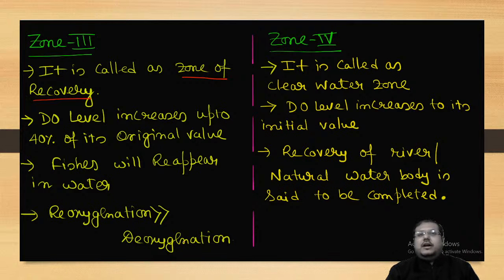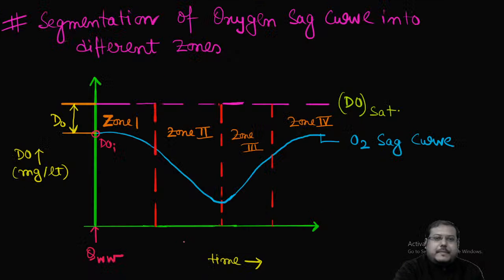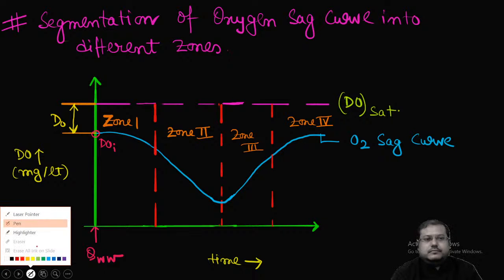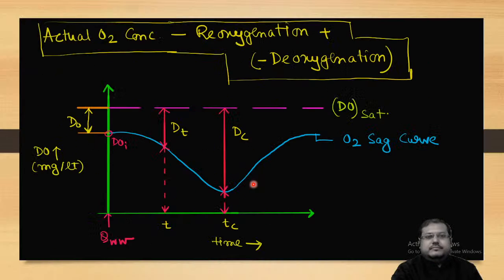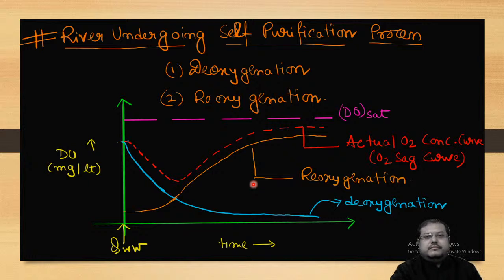Zone 3, it is called as the zone of recovery. DO level increases up to the 40% of its initial value, and the fishes will reappear in water. Here, you can understand this particular segment where deoxygenation rate will be lower than the reoxygenation rate.